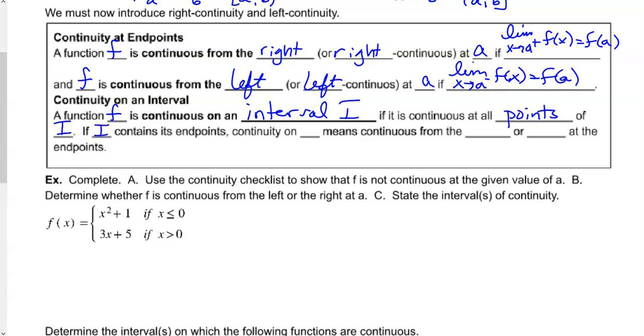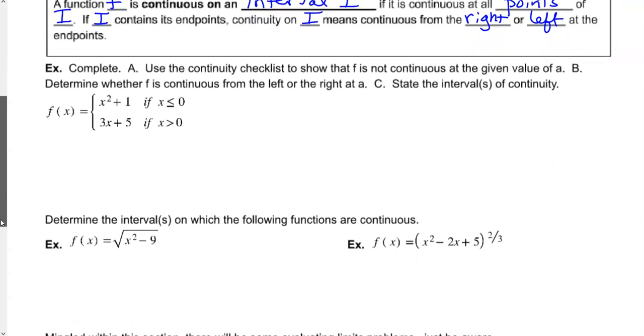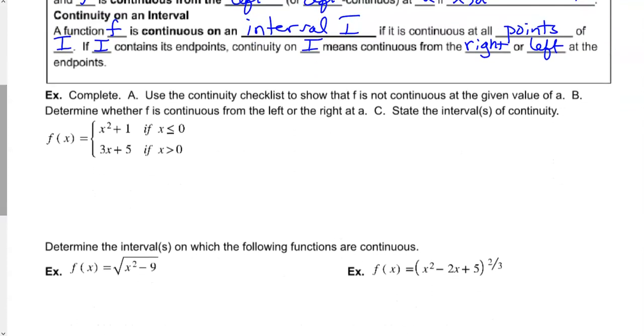So again, on that interval, a lot of times we can use those theorems to decide that. And if I contains its endpoints, then the continuity on I means continuous from the right or from the left at the endpoint. So again, the majority of things comes from the theorem on the inside here. We have to check the endpoints as well. So let's try this problem here.